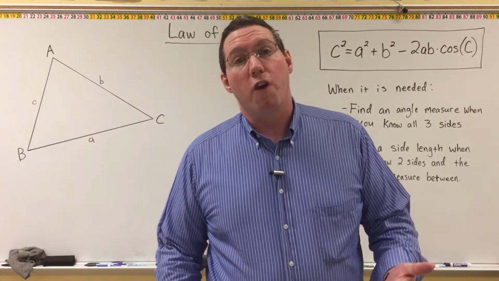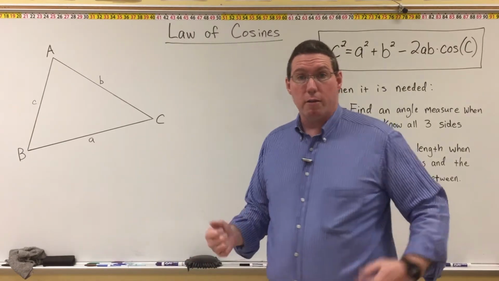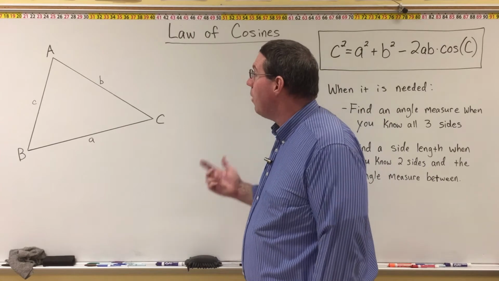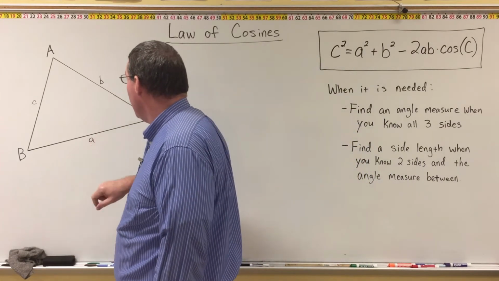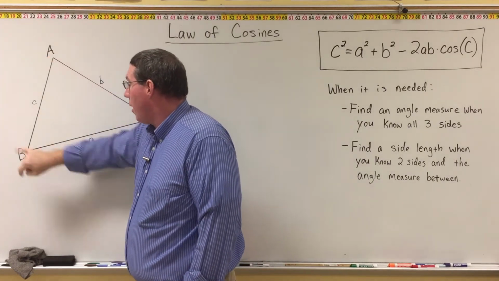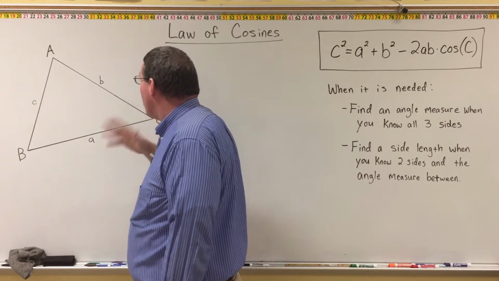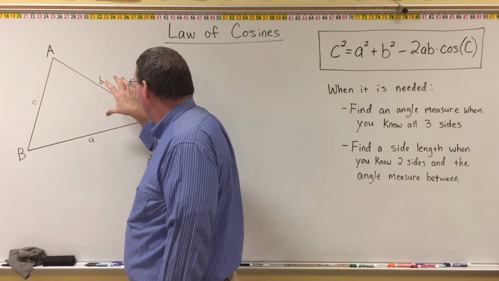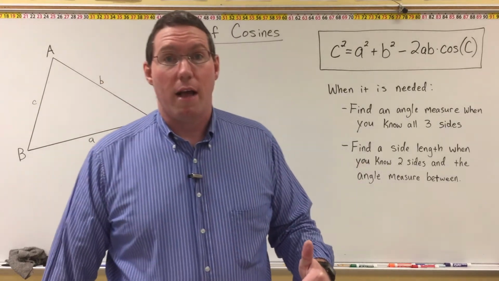Okay, so now the law of cosines comes in. You might have thought to yourself when looking at the law of sines, yeah, but what if I don't have one of the opposite pairs? What if I know side A and side B, but I don't know angle A or angle B? What if I only know angle C? Now I don't have a pair. I don't have what I need for the law of sines. Well, that's where the law of cosines comes in.